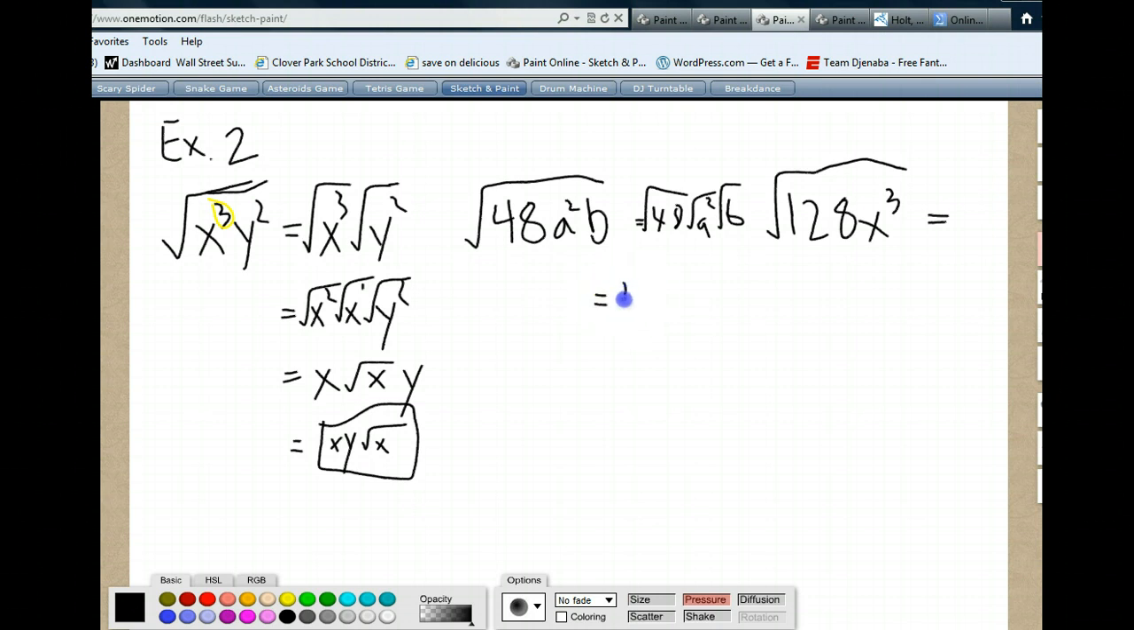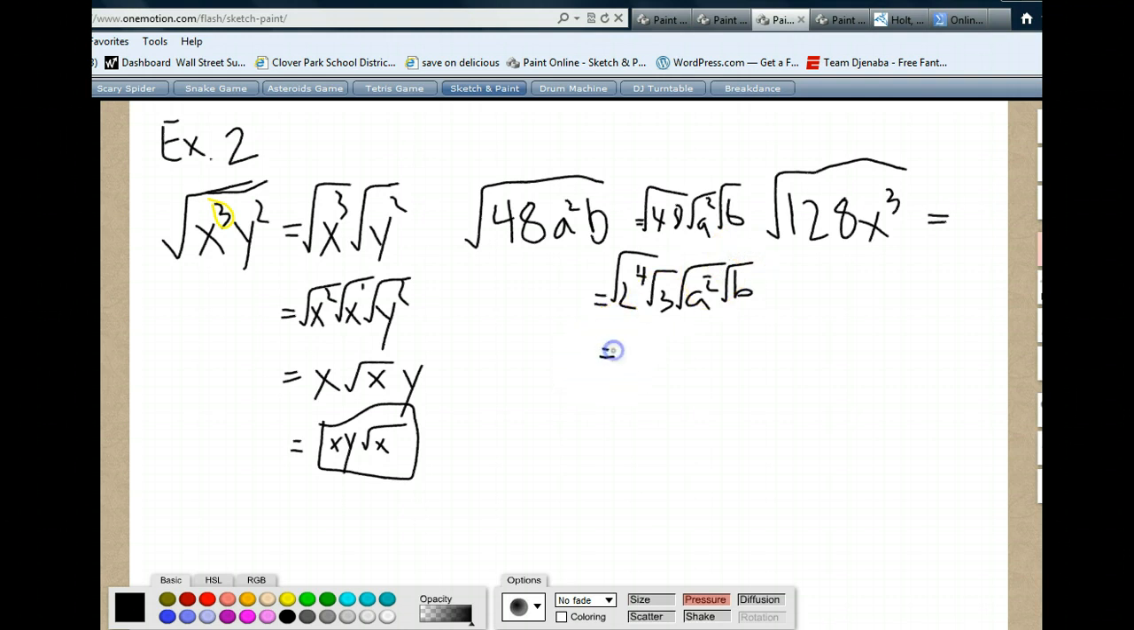Okay, so I want to do 2 to the 4th, square root 3, square root a squared, and b. Okay, now I can begin to apply the radical symbols.